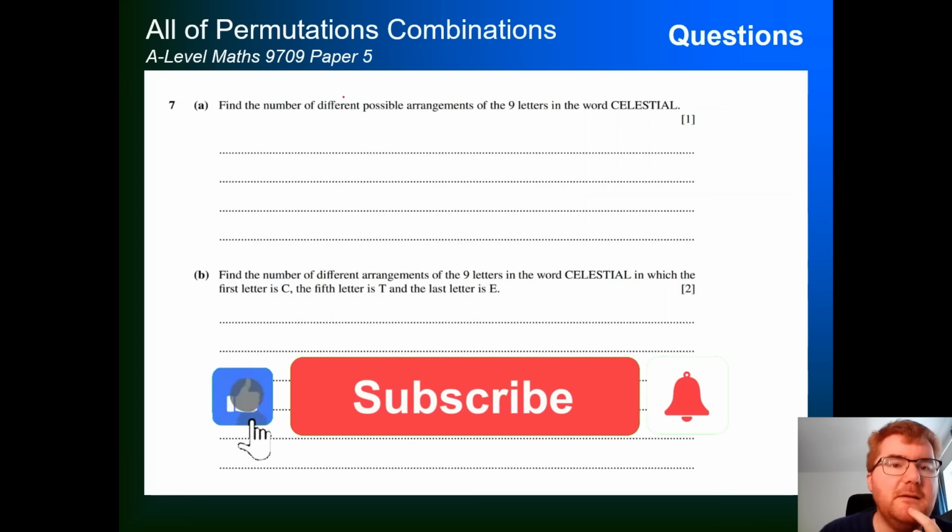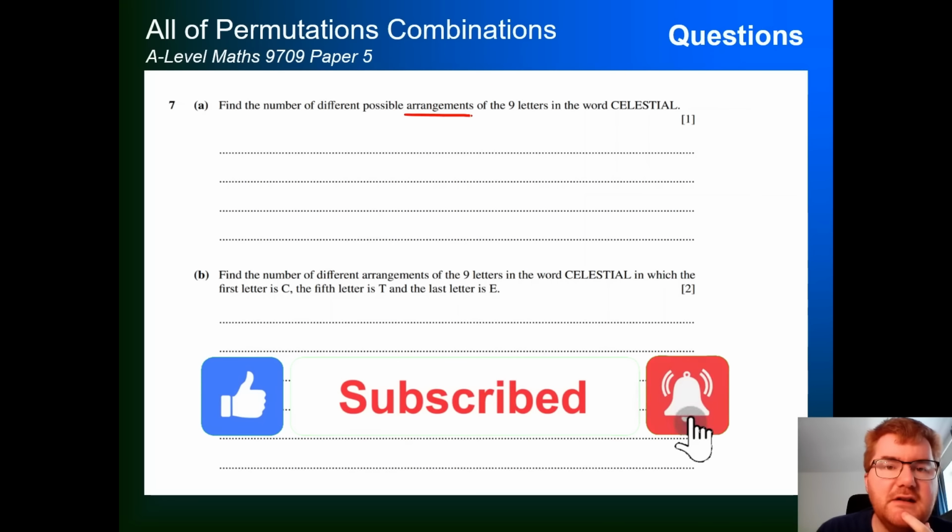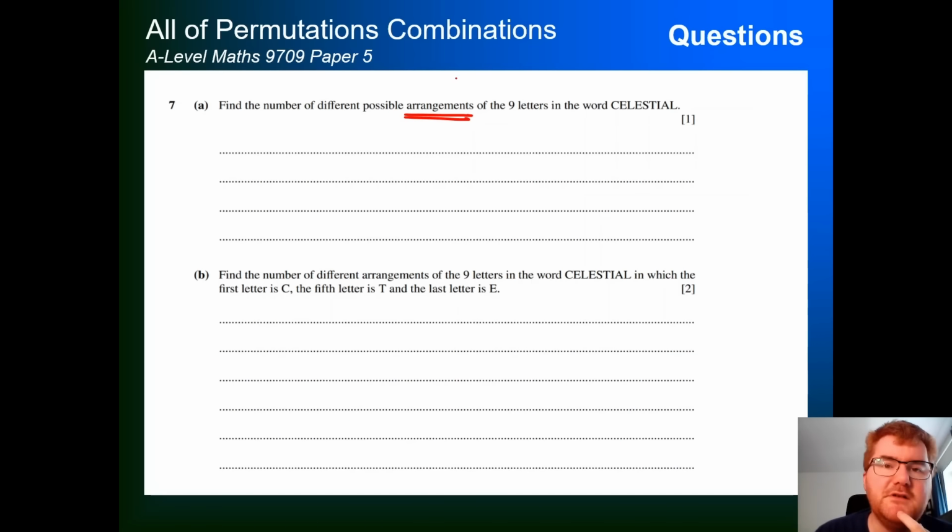So now we've got a number of different possible arrangements, keyword arrangement here, of the word celestial. So we're looking at permutations, order matters. So again, I do my slots then. 1, 2, 3, 4, 5, 6, 7, 8, 9. So we're going to have 9 factorial.